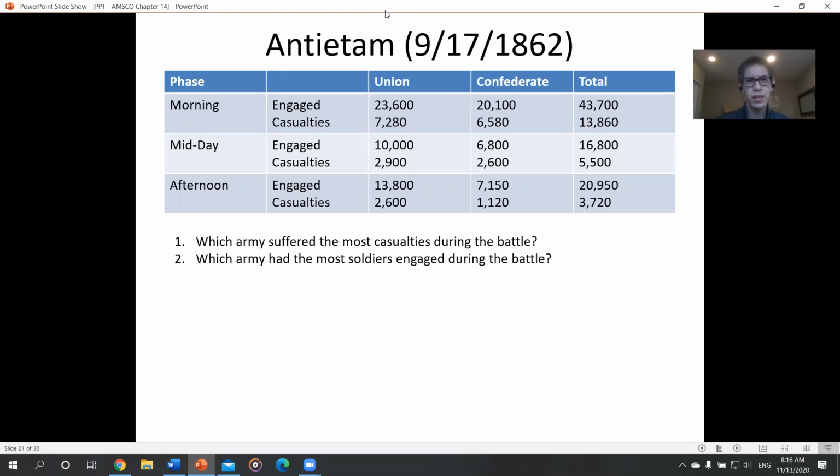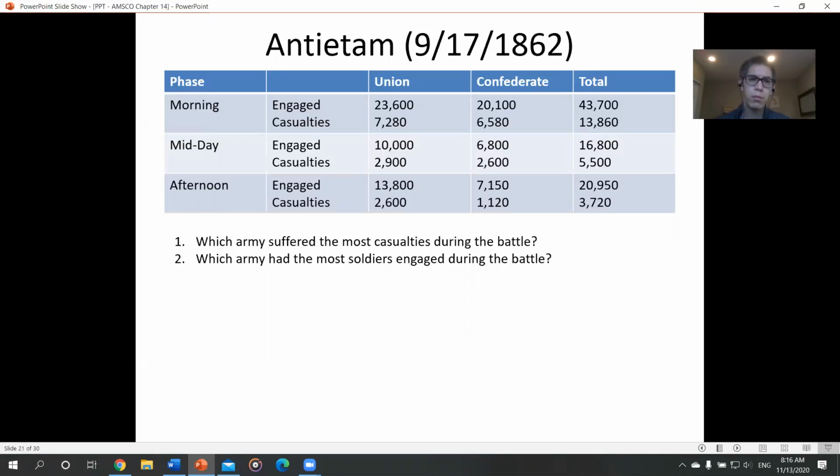Another one of the key battles is Antietam, which you can see had massive casualties on both sides. In just the morning, there were 43,000 casualties, 20,000 on the Confederate side. So if you look at the numbers here, which army suffered the most casualties during the battle? It looks like the Union had about 13,000 casualties, and the Confederacy had about 10,000.